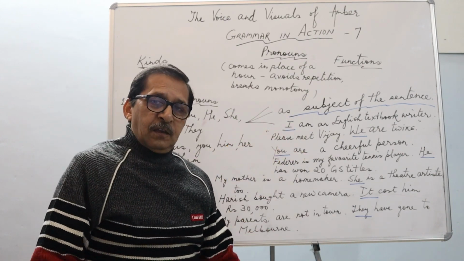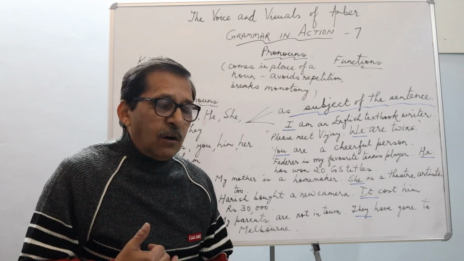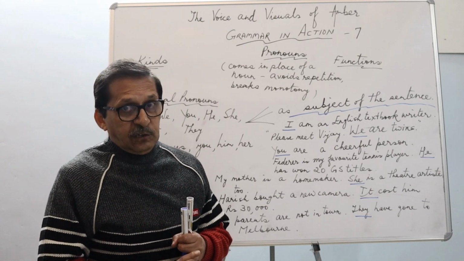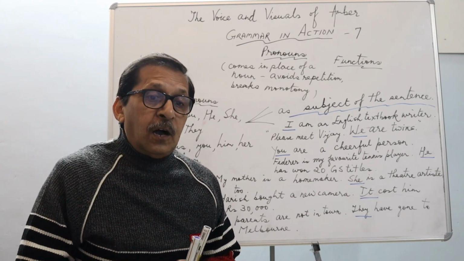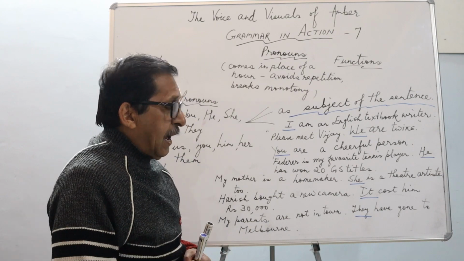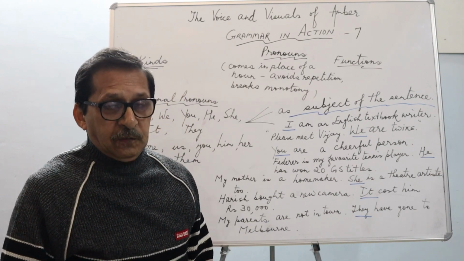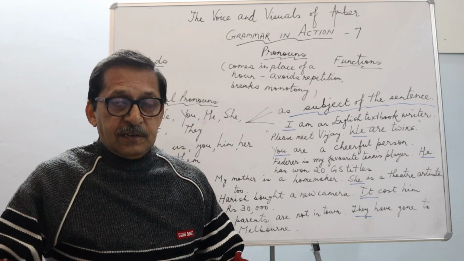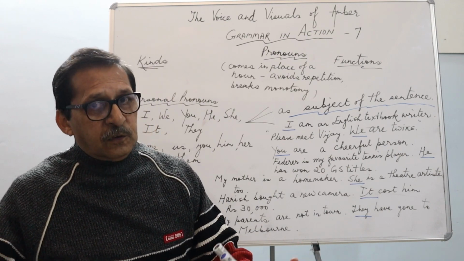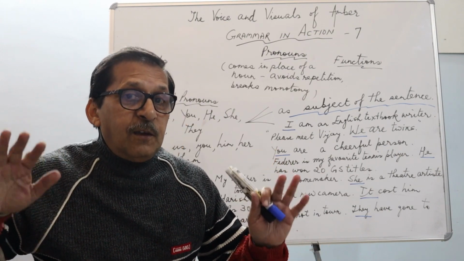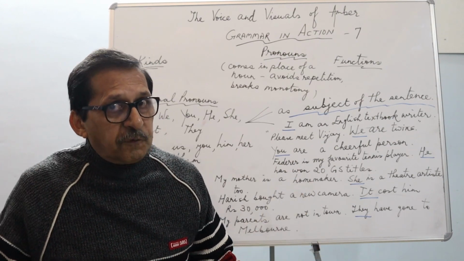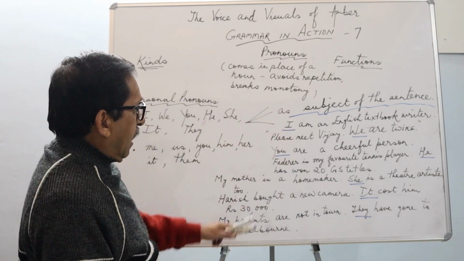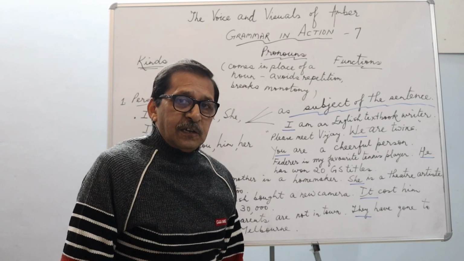The first function of a noun was to act as the subject of the sentence. A noun acts as the object of an action verb. A noun acts as an object of the preposition, and the fourth and the final function of a noun is to act as a complement of the to be verb. These are the only four possible functions of a noun, so there are only four possible functions of a pronoun as well. So let's see the first function of a pronoun, acting as subject of the sentence.